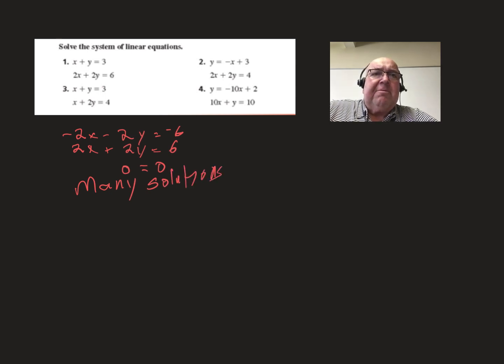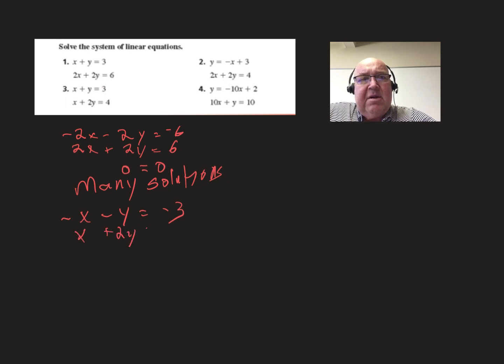I'm going to multiply number 3 by negative 1, the top equation, so I get negative x minus y equals negative 3. Write the second equation. X's cancel. I get y equals 1. If y equals 1 in the original equation on top, 2 plus 1 is equal to 3, so our solution is 2 and 1.